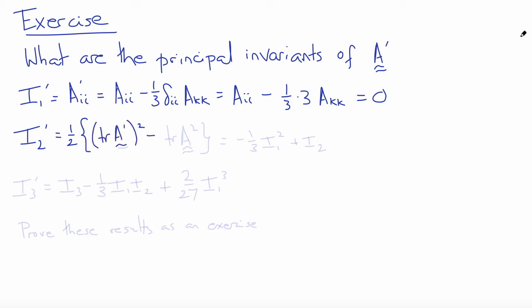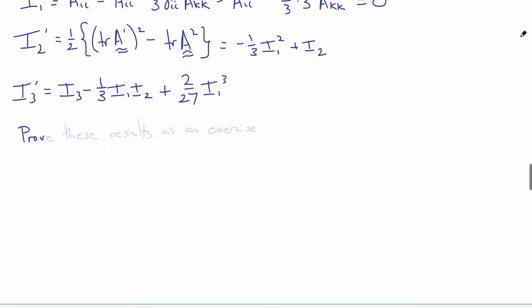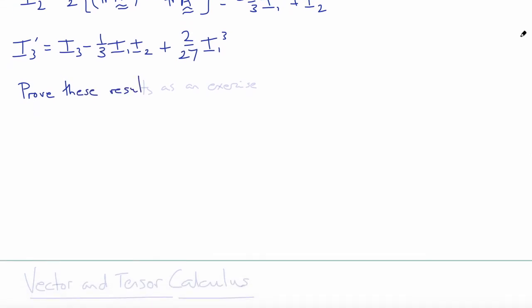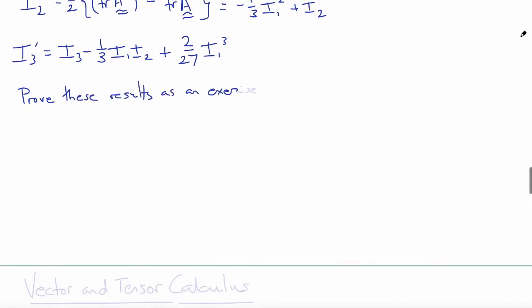I2 prime turns out to be a little trickier to calculate. We won't do the working here, but you should be able to show that it's equal to minus 1/3 I1 squared plus I2. And finally, I3 prime equals I3 minus 1/3 I1 times I2 plus 2/27 times I1 cubed. So we'll leave the proof of these results to you as an exercise.